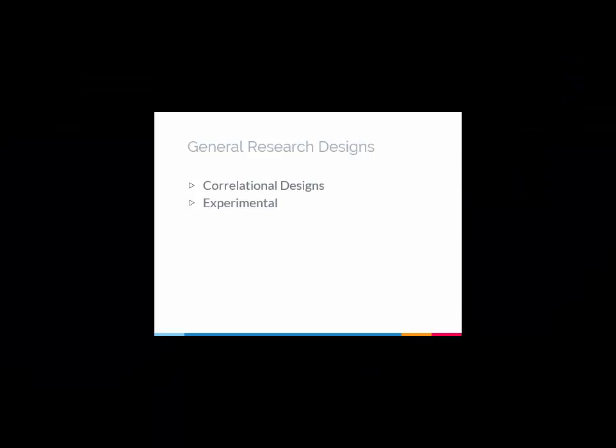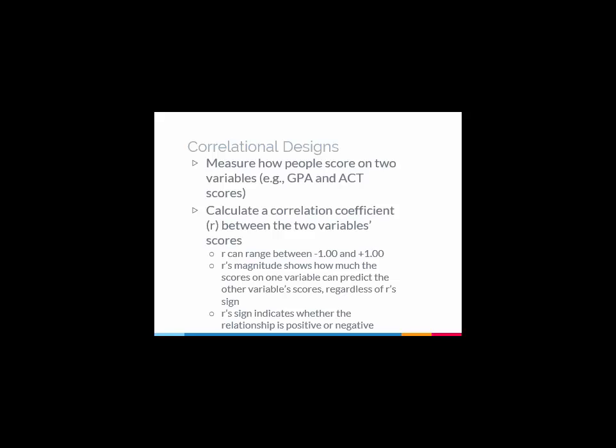Now let's talk about some general research designs. Specifically, we'll talk about correlational designs and experimental designs. Let's start with correlational. Correlational designs measure how people score on two variables.